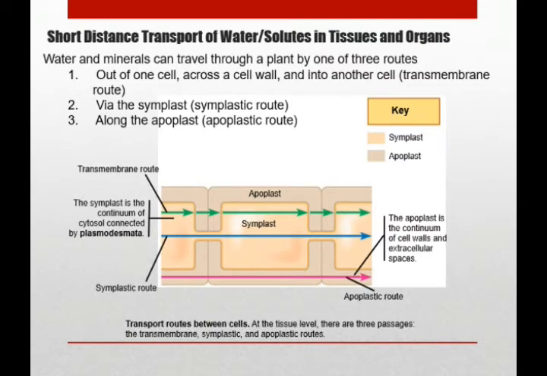For the short distance transport of water in tissues and organs, there are three routes. First of all is out of one cell across the cell wall into another cell. They call it the transmembrane route. Second will be via the symplast, or symplastic route. If you can see there, the symplastic route goes from one cytoplasm to another cytoplasm through the holes in the wall called plasmodesmata. And then the last one will be along the apoplast, or apoplastic route, meaning that they are traveling through the wall.